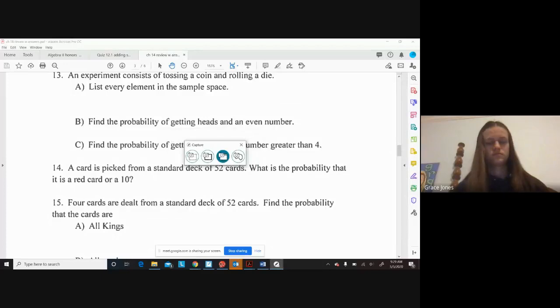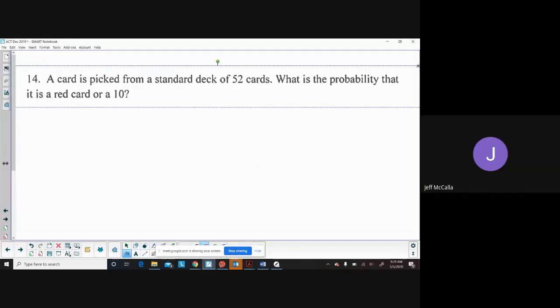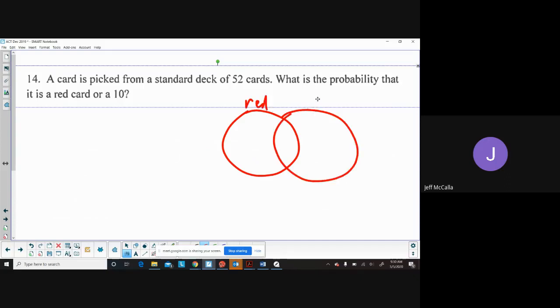Okay, a card is picked from a random deck. What is the probability of a red card or a 10? I think the best way to think this one through is with a Venn diagram. You've got red cards and you've got 10s. Are there any cards in the overlap that are both red and 10s? Yeah, there are 2. So I'm going to put 2 in the in-between spot.